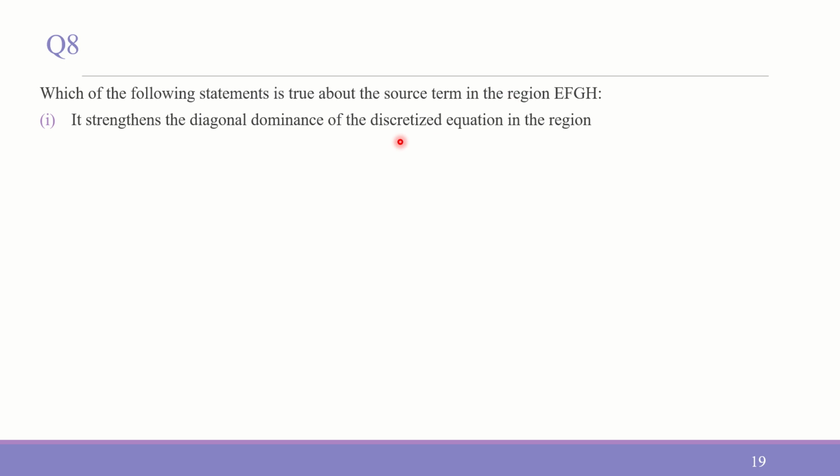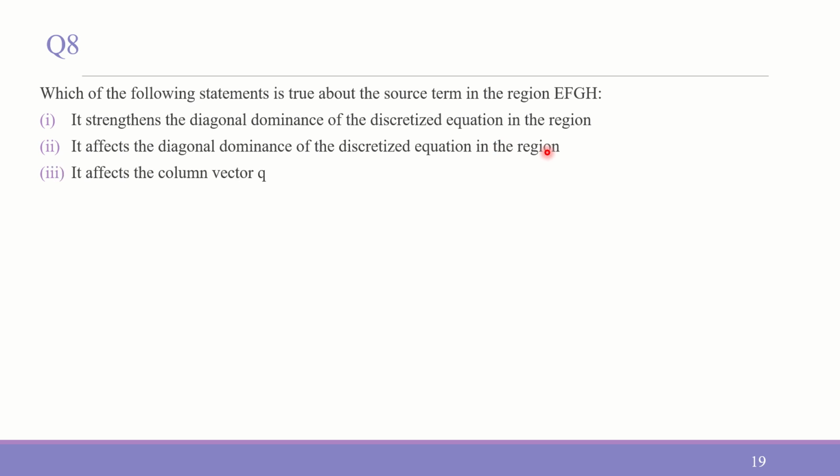First one, it strengthens the diagonal dominance of the discretized equation in the region. Second one, it affects the diagonal dominance of the discretized equation in the region. Third one, it affects the column vector Q. Okay, we have three statements.